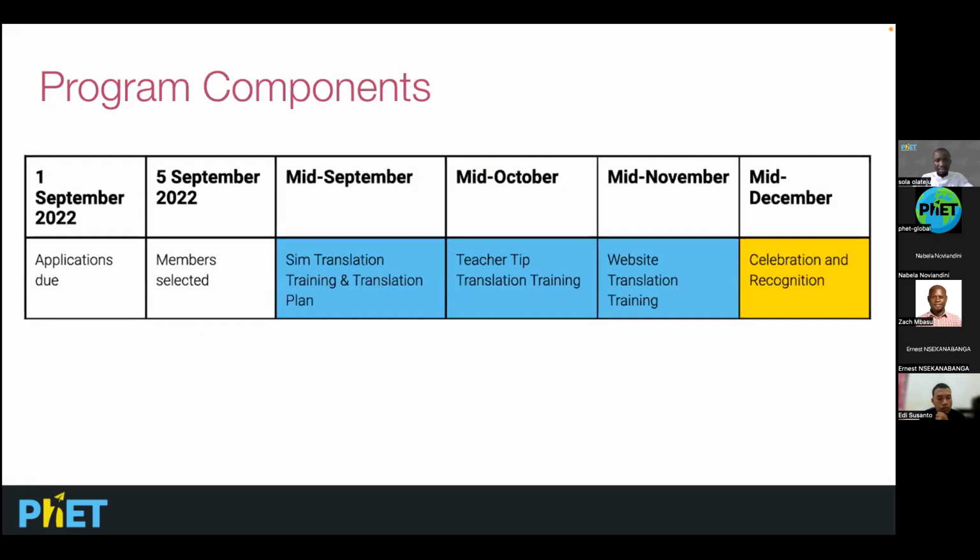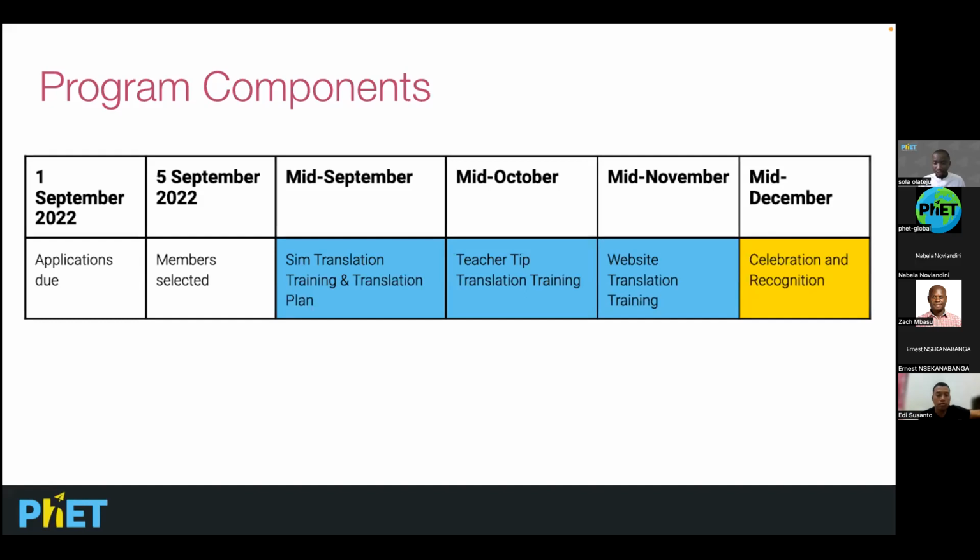In terms of the timeline, the applications opened at the start of the month, a little less than 2 weeks ago, on the 1st of August, and are open up until the 1st of September. So it's open for a month, after which we expect to get back to everyone in about 5 days. By the 5th of September, we will have gotten back to everyone and informed everyone of their eligibility and acceptance into the network. And activities will start around the middle of September.